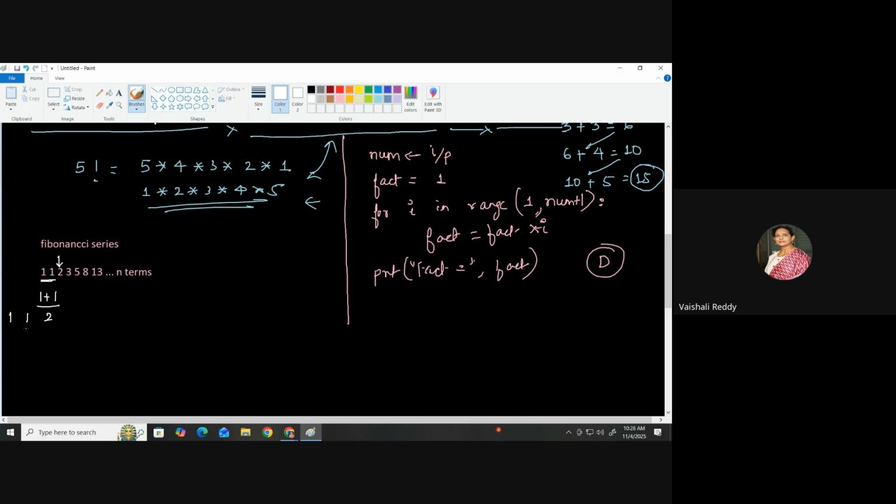1, 1, right? So 1 plus 2 is 3. Then 2 plus 3 is 5. 3 plus 5 is 8. 5 plus 8 is 13, and so on. So what we have to do is take the sum of the previous two numbers and get the summation. That is the next number in the series. Before I proceed, is the question clear? Everyone has understood the question?